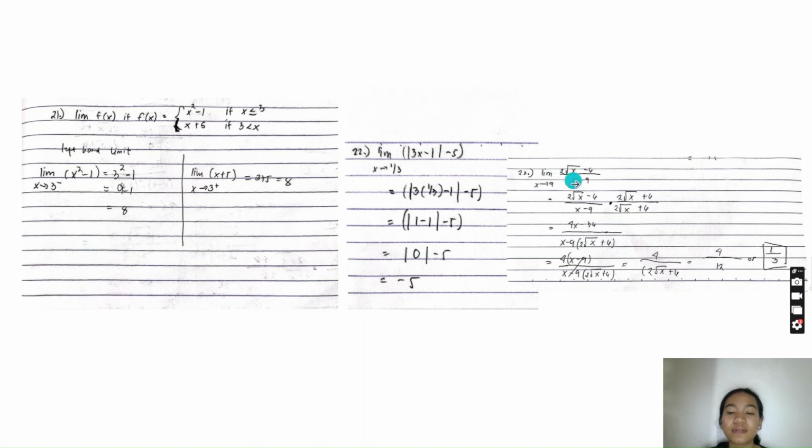And therefore, the limit of 2 times the square root of x minus 6 all over x minus 9 as x approaches 9 is 1 over 3. The values are approaching 1 over 3.